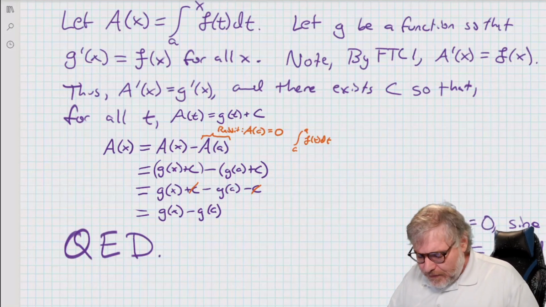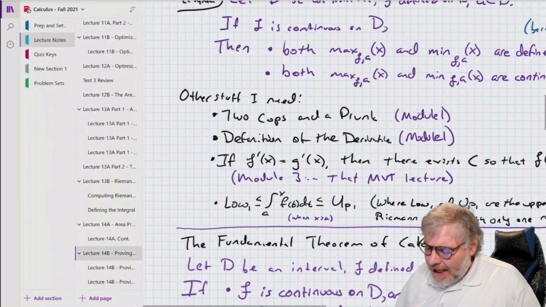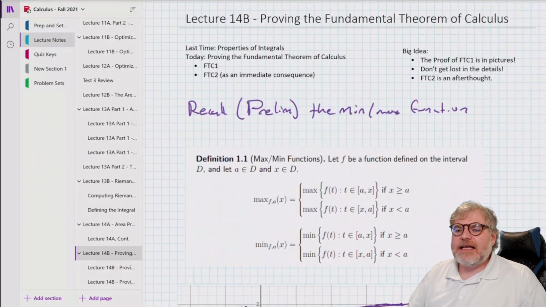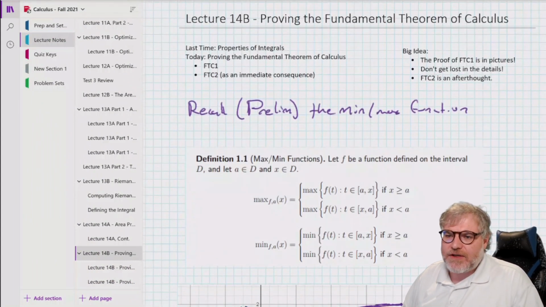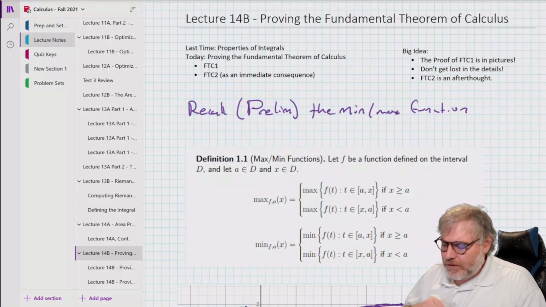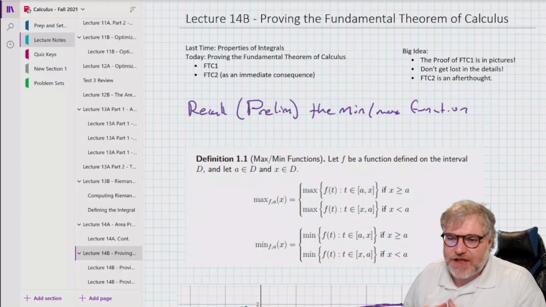Okay, so that's the proof of the fundamental theorem of calculus, part one. Go ahead, download the notes, and again, do the little exercise. And then next time, what we're going to be doing is talking about U substitution and undoing the chain rule.